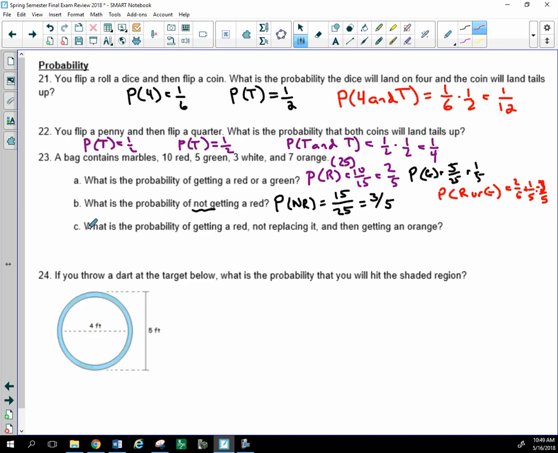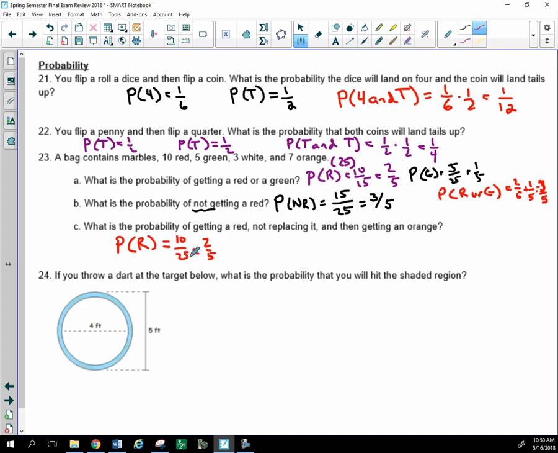All right, and then the next one here, what is the probability of getting a red, not replacing it, then getting an orange? So let's figure out the probability of picking a red first. A red is 10 out of 25, which reduces to 2/5, and we should reduce these most of the time.